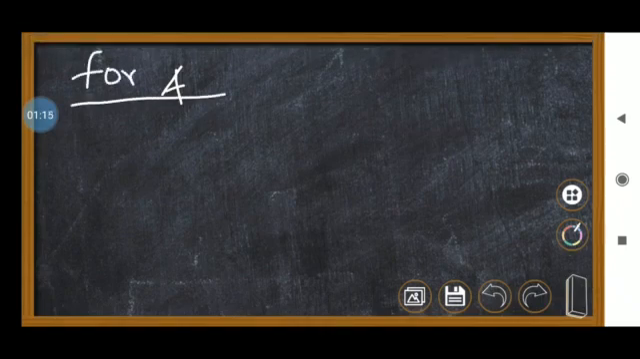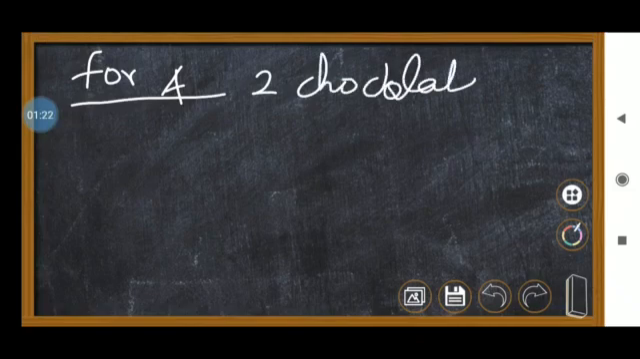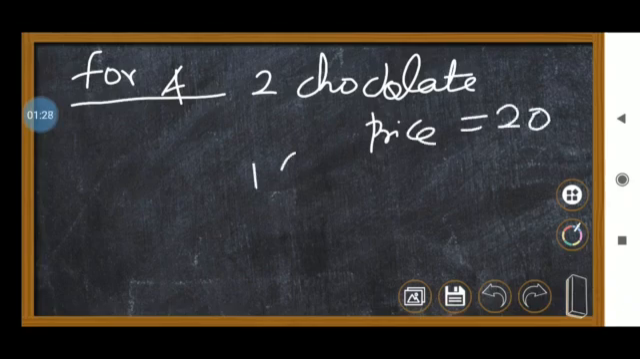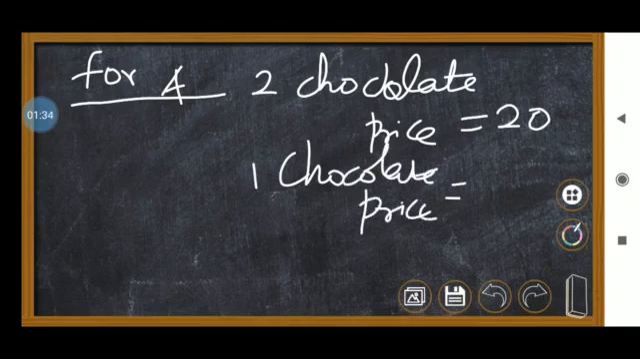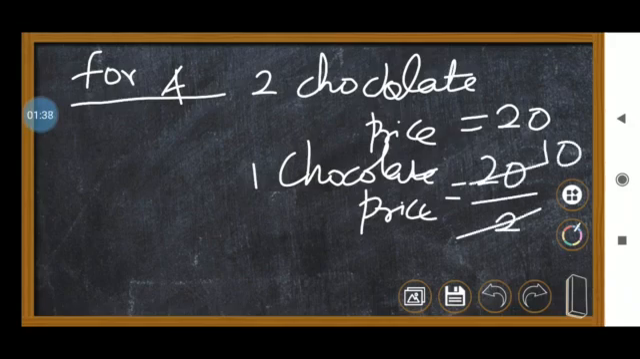First I will take A. For A, two chocolate price is 20 rupees. So one chocolate price is 20 divided by 2. One 2 is 2, ten 2s are 20. So one chocolate price is 10 rupees.